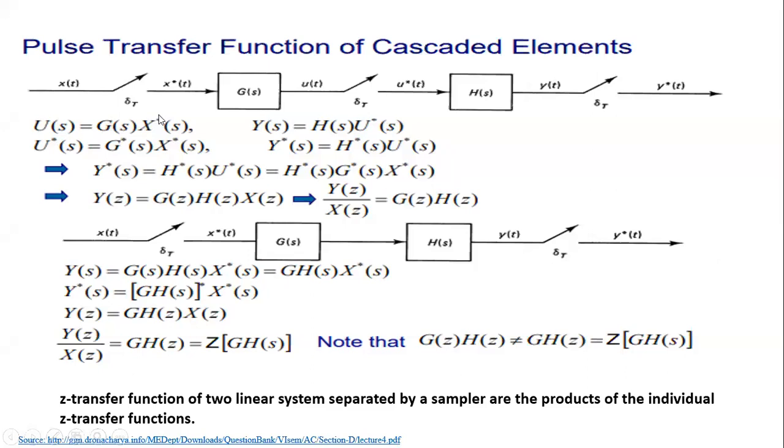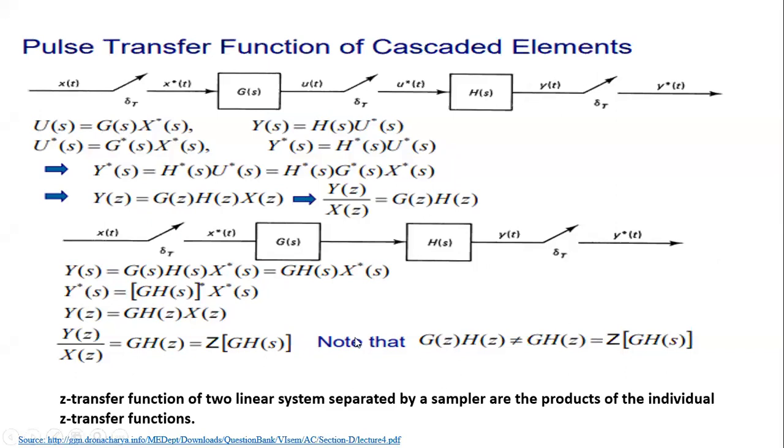Now do you remember, if one of the terms is starred, what do I do at the end? I write it as g star of s into x star of s. You remember this property that we just saw? Similarly, y star of s will be h star of s into u star of s. Now, moment I have both these equations, y star of s is h star of s into u star of s. So you know what is u star of s here, which we are substituting here. And finally, what do I get is y of z upon x of z is h of z into g of z. So please understand, what does this mean?